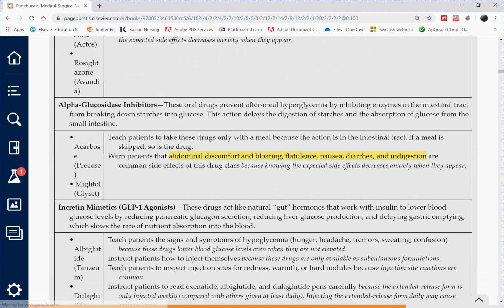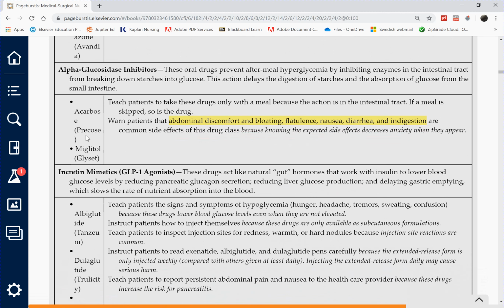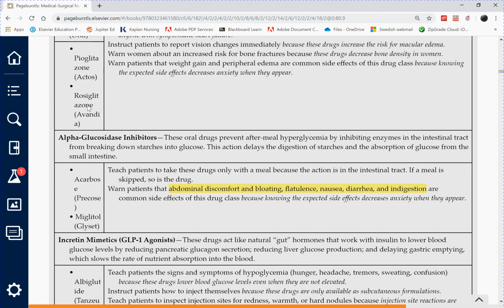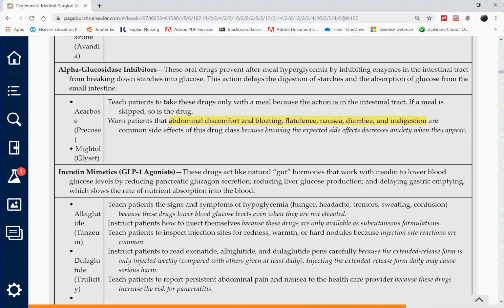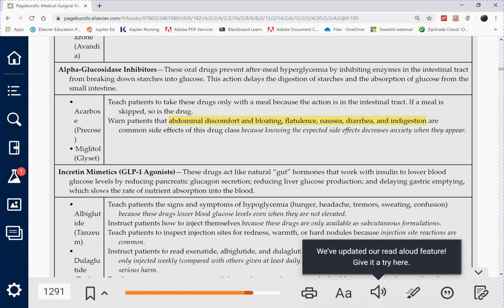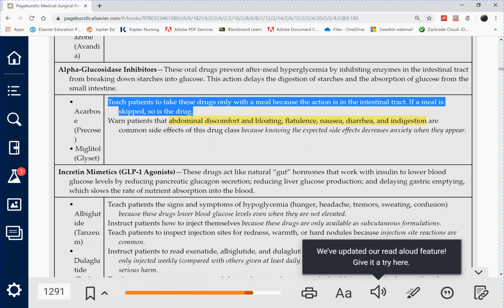Okay, and then next group, Acarbose. Okay, so Acarbose acts by inhibiting enzymes in the GI tract. So this, of course, decreases hyperglycemia by decreasing absorption of glucose in the GI tract. Okay, these are your side effects, and here is a teaching here. These drugs should only be taken with a meal. So if the patient skips a meal, then they have to skip the drug as well.